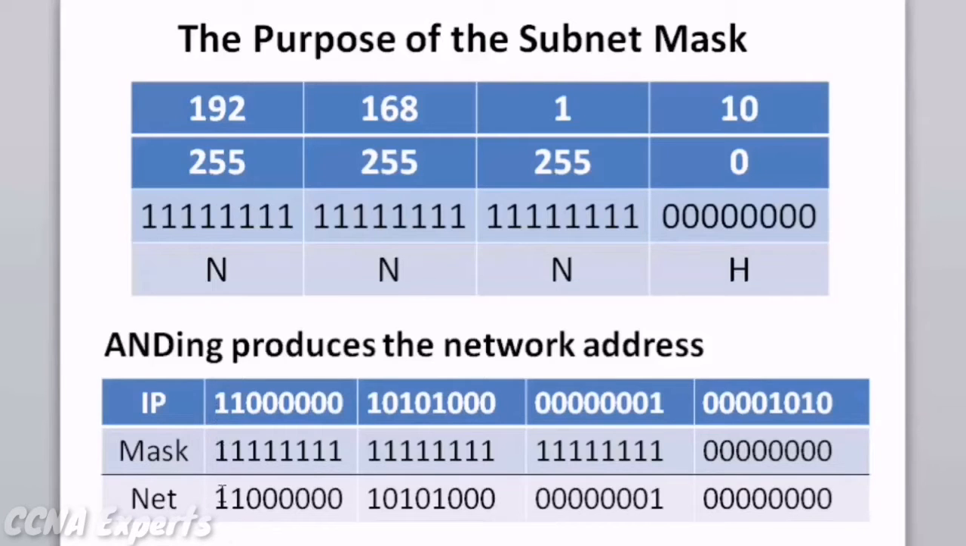This ANDing is a logical process. So a true and a true makes a true, and a false and a true makes a false. If we logically AND the IP address with the subnet mask, we get the network address. So 192.168.1.10 logically ANDed with 255.255.255.0 produces the 192.168.1.0 network. This is at the core of the IPv4 address and subnet mask and subnetting in general.